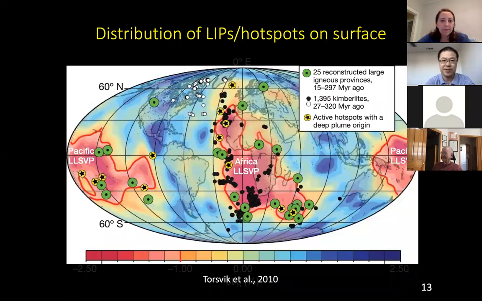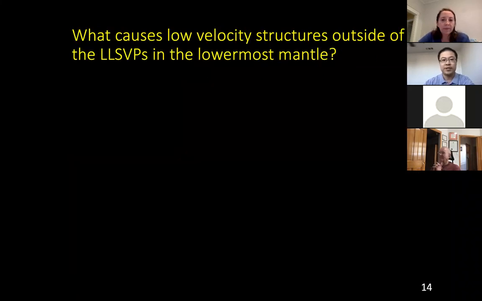if we think the large igneous provinces and hotspots are caused by mantle plumes, we can see most of these LIPs or hotspots occur at the edges of, inside, or above the top of the two LSVPs, and that is very interesting. There are not many mantle plumes occurring outside the two LSVPs, although previously I said that there are lots of low velocity structures outside the LSVPs. So this is really interesting. Then the question is, what causes the low velocity structures outside the LSVPs in the lowermost mantle? Because this region should be strongly influenced by cold subducted slabs, right?